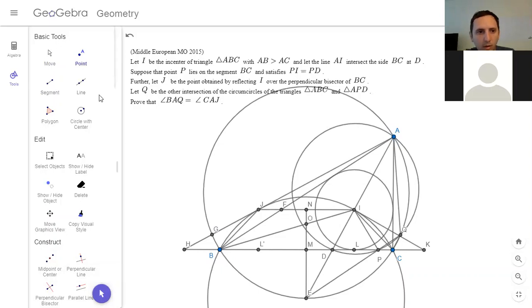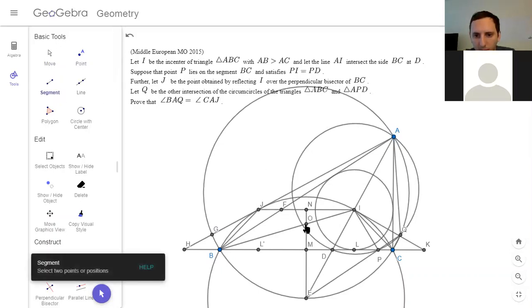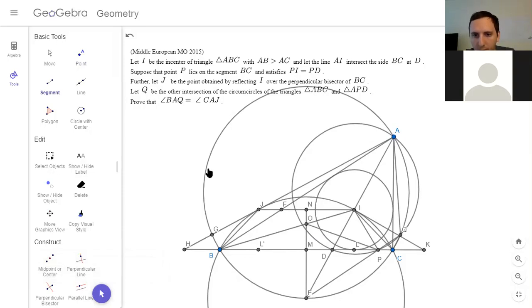PO is parallel to KI. PO is parallel to KI. Oh, it's not. No. You can delete these. It's useless. This is hard. Wow. Yeah, we have to use PI equals PB. That's the key, I think.